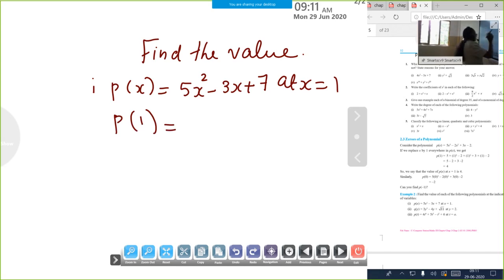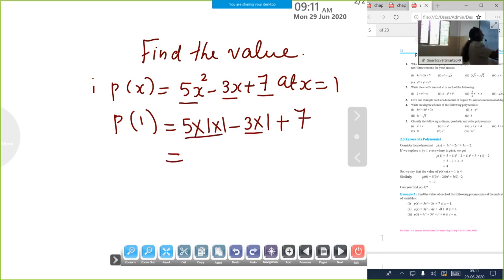What is the value of p of 1? How to substitute the value? 5x square means 5 into x square. Don't write it like this; when you write like this, you make mistakes. So split it and write: 5 into 1 into 1, since x square means x into x. Minus 3x is the second term. In the first term you substitute 5 into 1 into 1. In the second term, 3 into 1, and the last term is 7 itself.